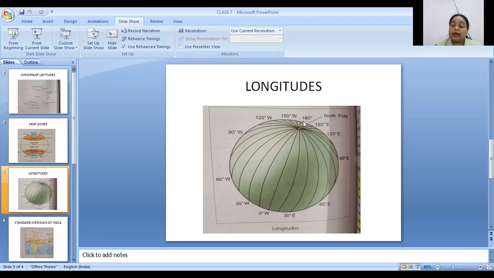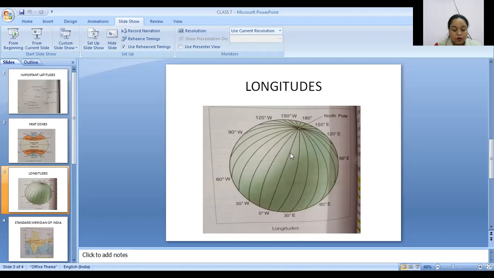So why are longitudes important to us? Longitude helps us calculate the local time of a place. I'll tell you in the further chapters how the time at a particular place is calculated. Longitude and latitude together help us to locate a place. Suppose a place is here. This longitude and latitude help us locate the place.